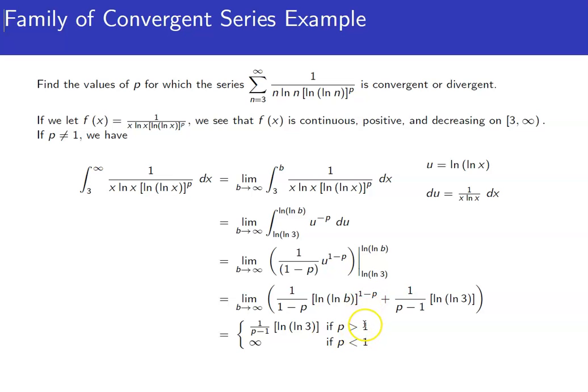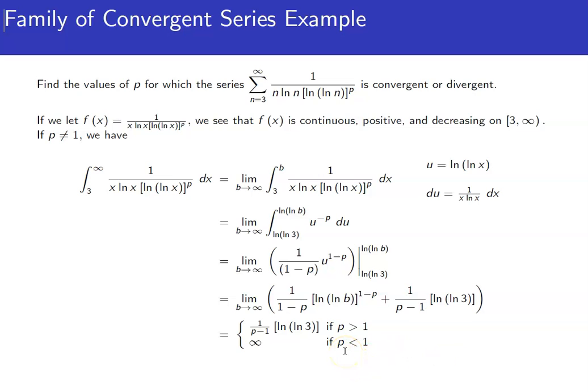If p is greater than 1, that makes the exponent negative, then we've got natural log of b getting very, very large as b goes to infinity, but it's in the denominator. If it's in the denominator, that whole fraction will go to 0. In which case, if p is greater than 1, we turn out to be that number we just mentioned before, 1 over p minus 1 times natural log of 3.